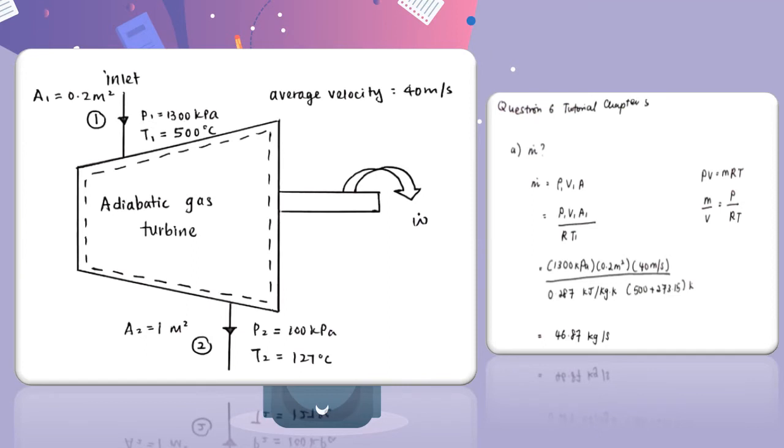Here is the schematic diagram. It shows all the values from the equation, and this one is the answer for part A. So how to find the mass flow rate? From the mass flow equation and also the gas law, we can derive this: P1 times V1 times A1 over R times T1. We put all the values here and we get that the mass flow rate for this question is 46.87 kg per second.